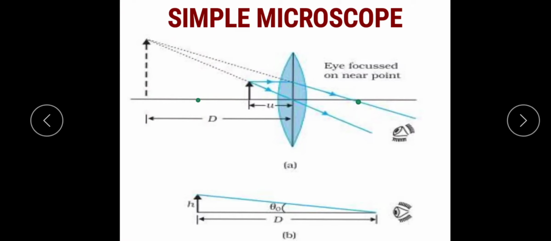The eye is held very close to the lens, which is the normal adjustment, and the image is formed at the least distance of distinct vision, or nearest point D, for the normal eye. So you get the image at the eye. This is the working of the microscope.